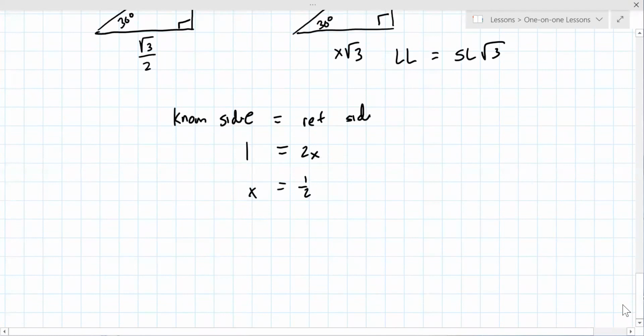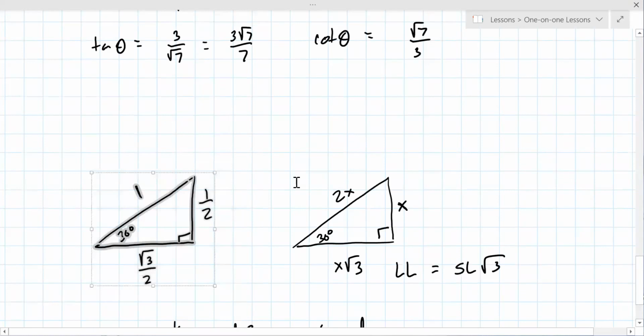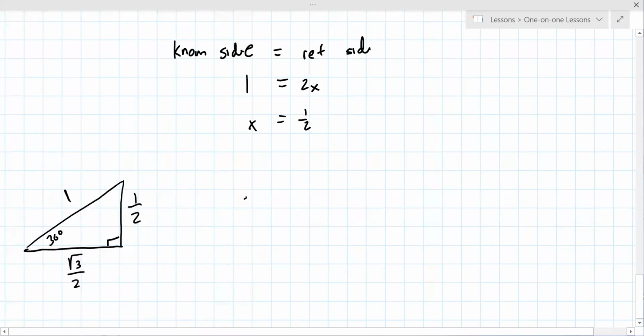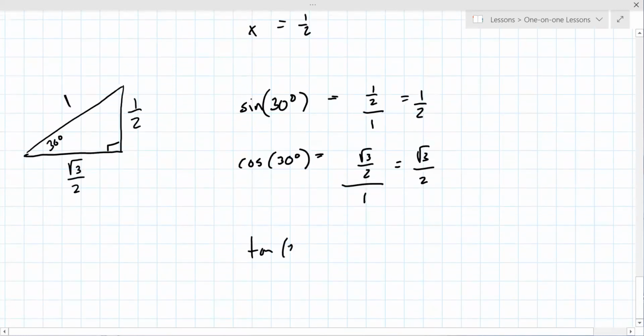Okay. So now let me just copy this down, and then we're going to talk about how to find the sine, cosine, tangent of these things, because that's essentially what you're being asked to do here. Okay, so let's go with sine 30 degrees. What is the sine of 30 degrees? 1/2 over 1. It's just 1/2. How about the cosine of 30 degrees? Cosine, it's just root 3 over 2. Okay, and how about the tangent of 30 degrees?